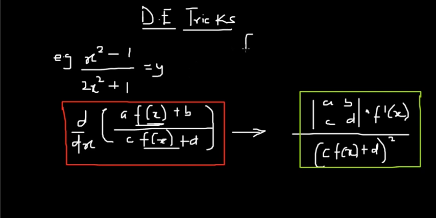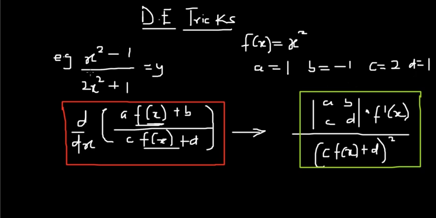First you need to find out f of x. From this expression, x squared is our f of x. Let's look at our a. A is 1. B is negative 1. Our c is 2, and d is 1. That's from this question.